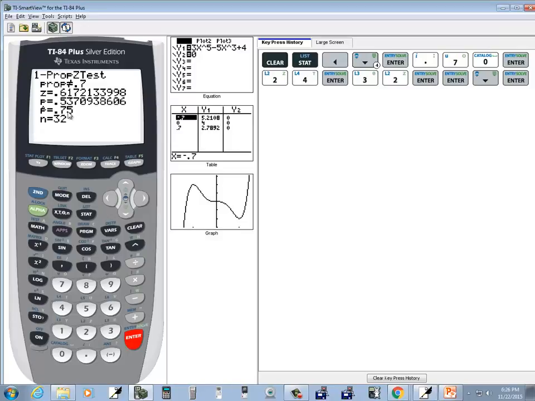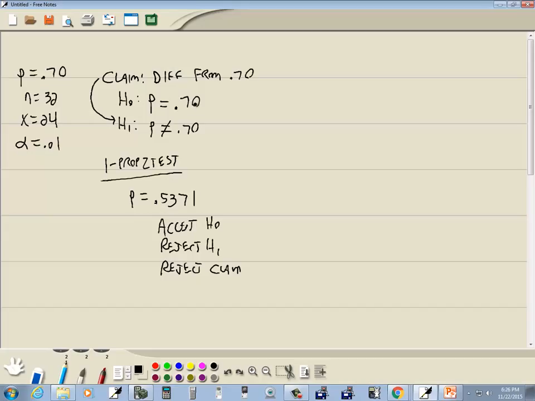And you see P hat is 0.75, so that's pretty close to the 0.70 that we're asking about.